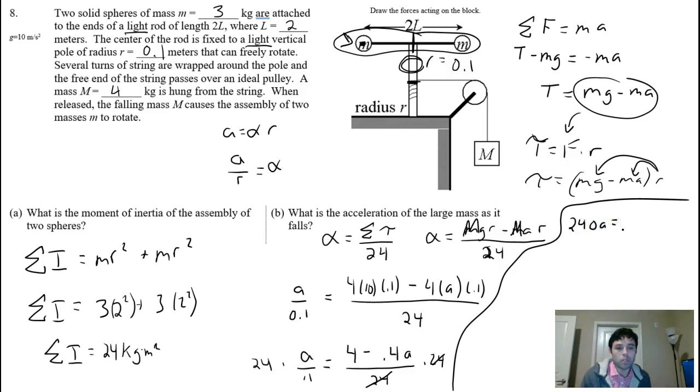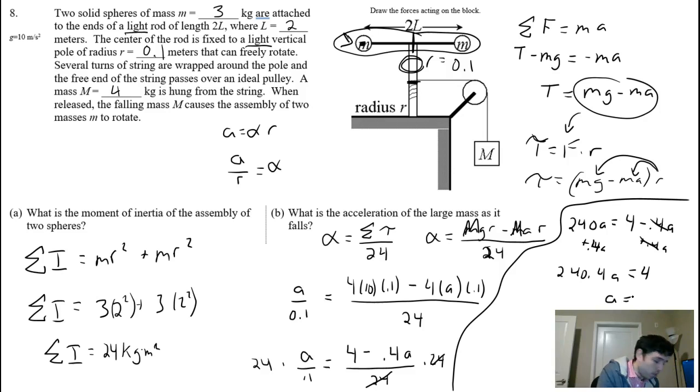4 minus 0.4 A. Alright, I'm going to add plus 0.4 A to both sides. I want to get all my A's together here. So these cancel, and it's 240.4 A's now. If I have 240 apples and I add 0.4 of an apple, I get 240.4 apples, equals 4. Now I'm going to divide by 240.4 both sides, and I'm going to get A equals a very small number.